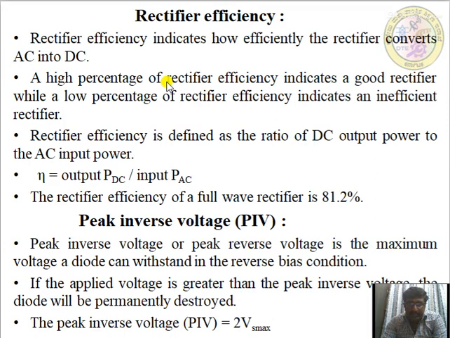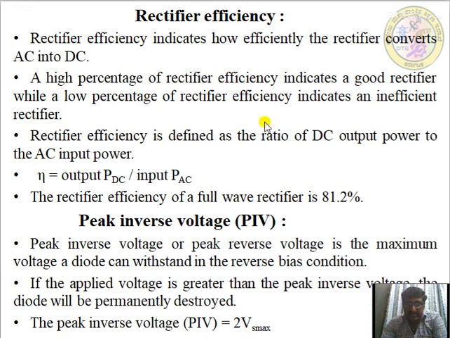Next, the rectifier efficiency. Rectifier efficiency indicates how efficiently the rectifier converts AC into DC. A high percentage of rectifier efficiency indicates a good rectifier. If the efficiency is high, then obviously the diode we have is a good rectifier, while a low percentage of rectifier efficiency indicates an inefficient rectifier. So this is just the efficiency check, whether it is a good rectifier or a bad rectifier, where bad means an inefficient rectifier.